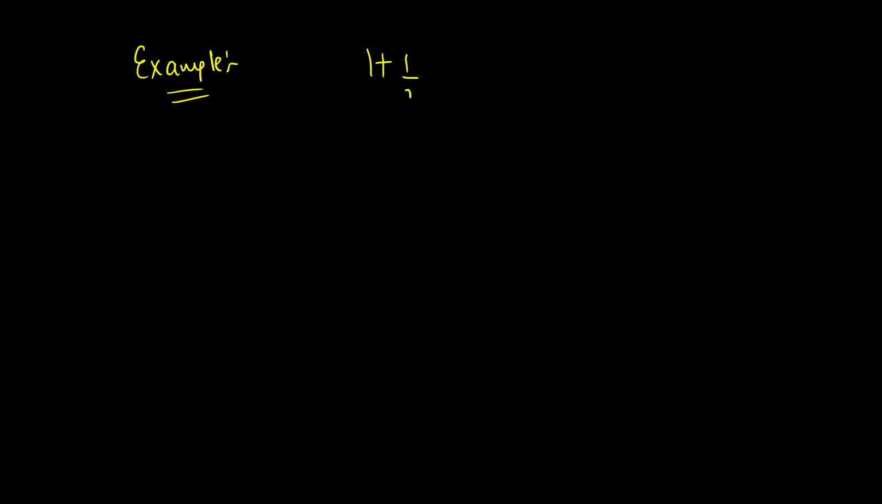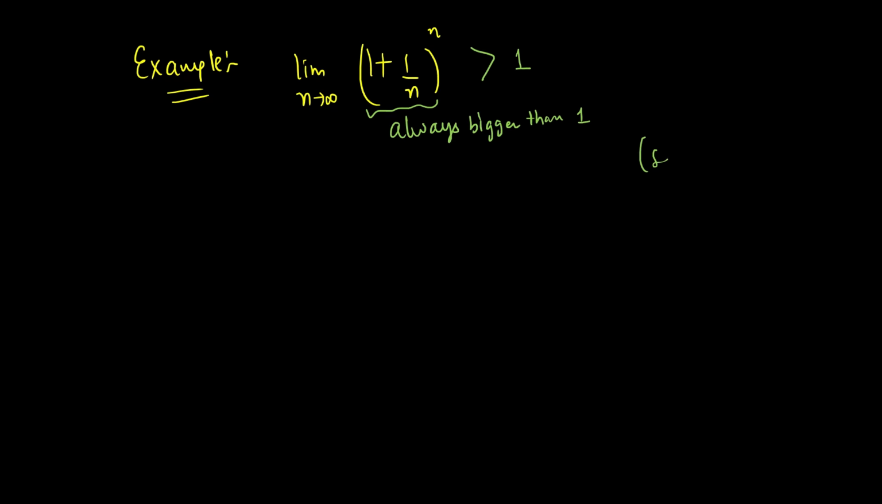Consider the function (1 plus 1 over n) to the power n, limit n goes to infinity. If you pay attention to 1 plus 1 over n, this is always going to be something bigger than 1 because you're adding something positive to 1. So the limit is also bigger than 1, because something greater than 1 raised to the power of anything positive is also greater than 1. We're not talking about negative powers.